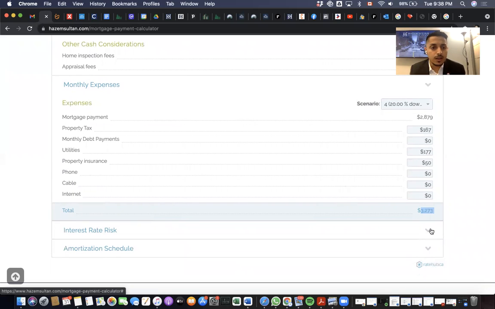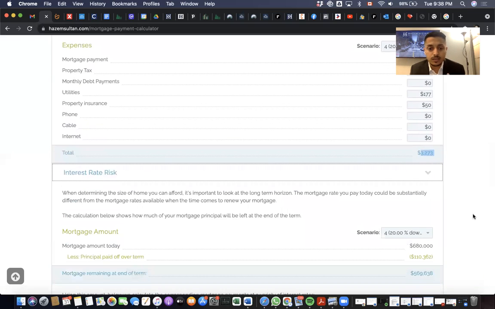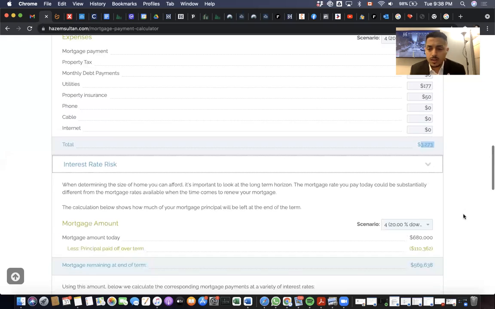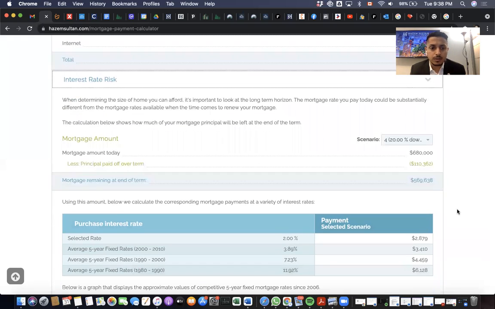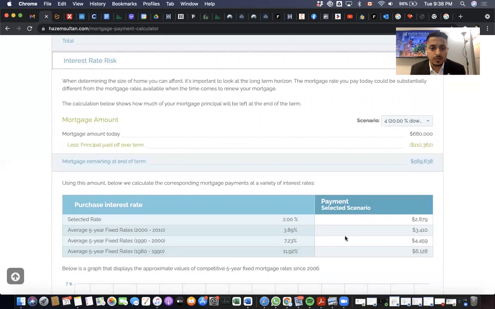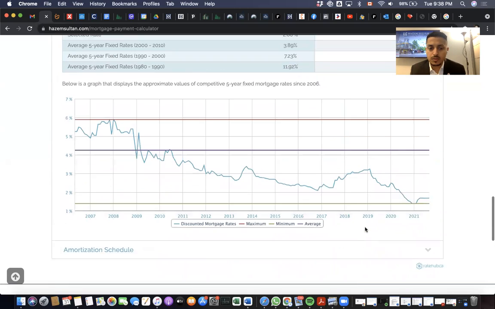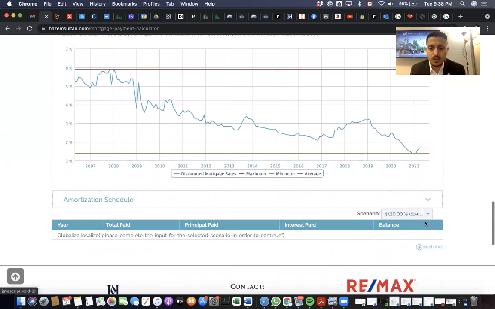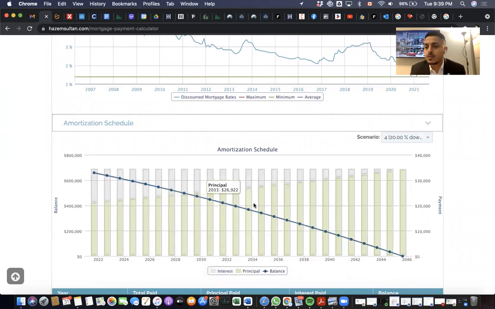Again, this is a quick way of analyzing a deal as far as residential goes. Yeah, and the mortgage amount is $680. There's this other information as well for you in terms of the interest rate. You can definitely look at that as well. You can look at the schedule. Again, at the beginning, you're paying a lot of the interest, and then at some point in the middle there, you'll see that you're paying more of the principal than the interest.